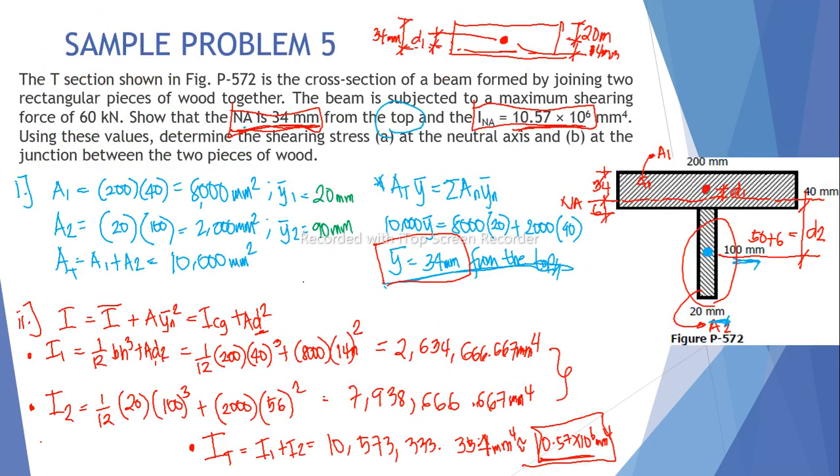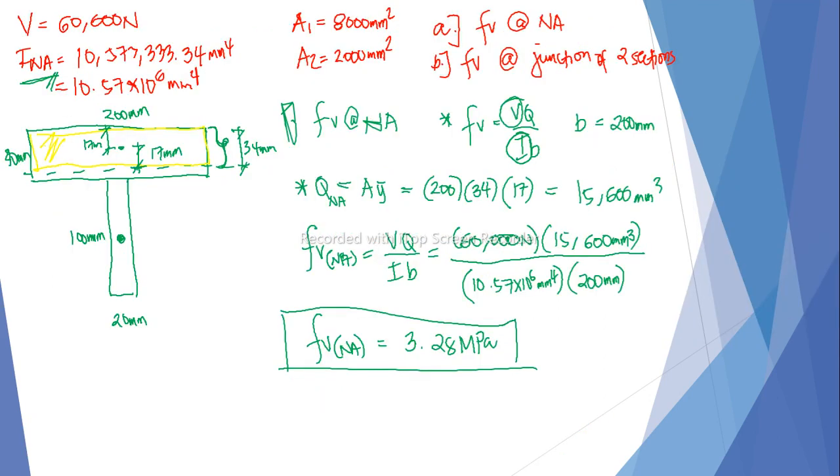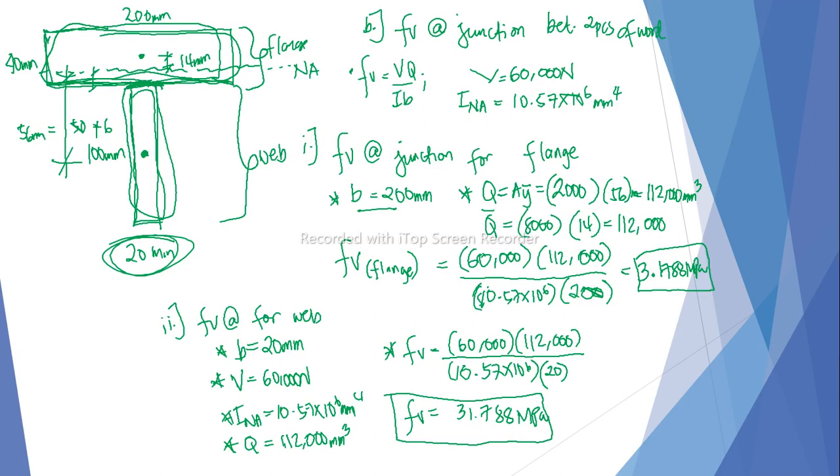We also got the shearing stress at the neutral axis. The formula is the same, VQ over IB, and then the shearing stress at the junction for the flange here and for the web. Okay?